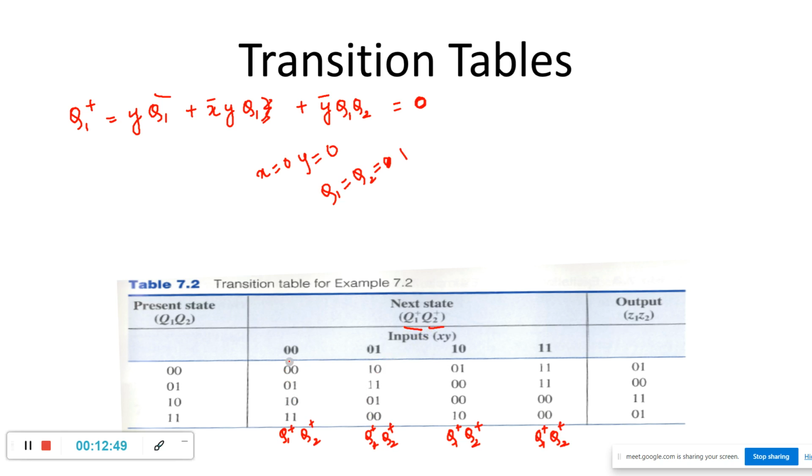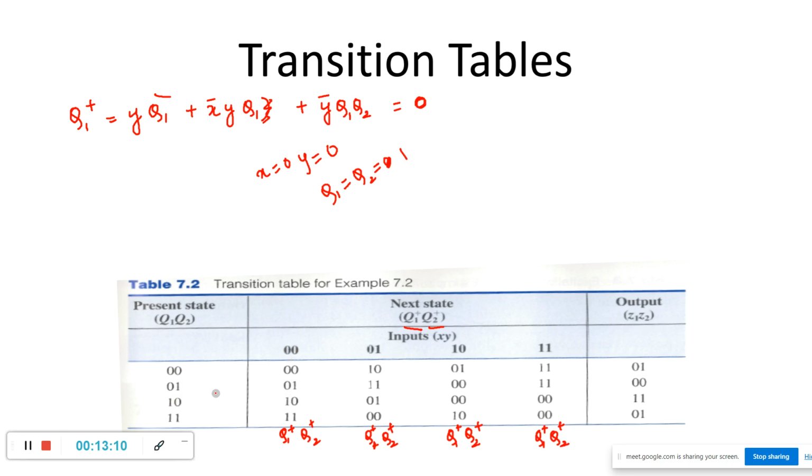These values are got by substituting x y 0 0 in the first and q1 q2 0 0. You will get 0. Next value, how did you get this 0? Substitute x y 0 0, q1 q2 0 1 in the q1 plus expression. You will get this value.